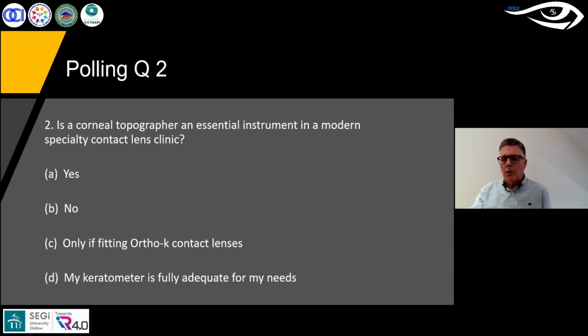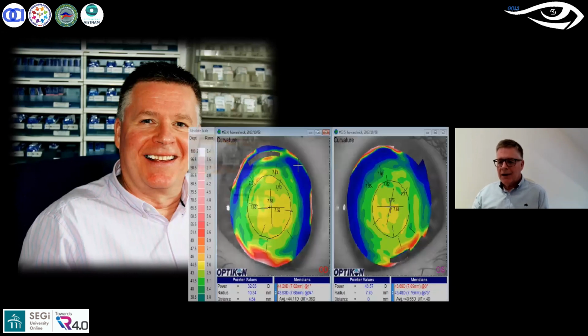So what I'm going to do now is move on to my high street clinics, what I call my regular clinics. There we are, there's me in regular clinic. And we're going to have a look at some regular corneas. And the first one we're going to have a look at is mine.